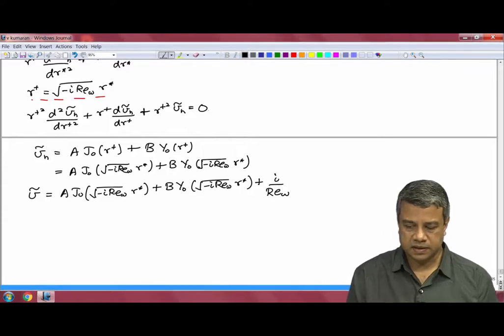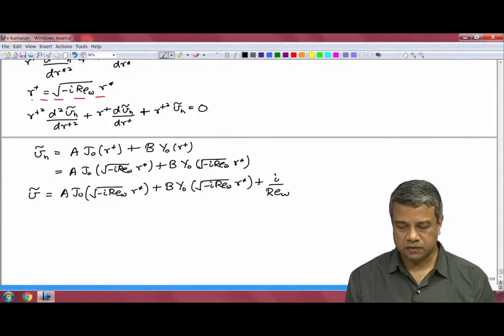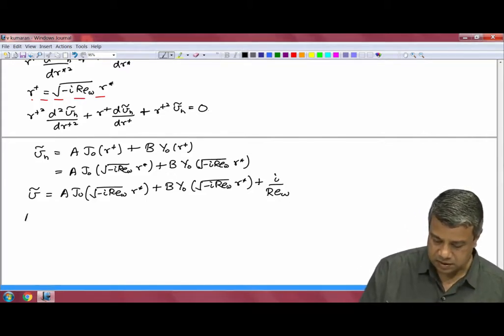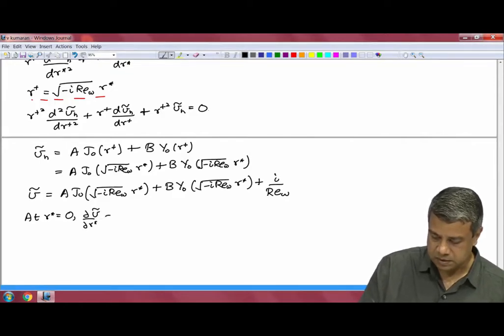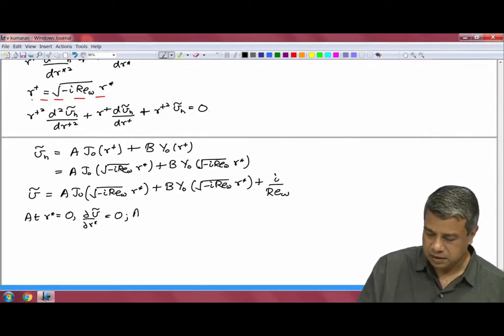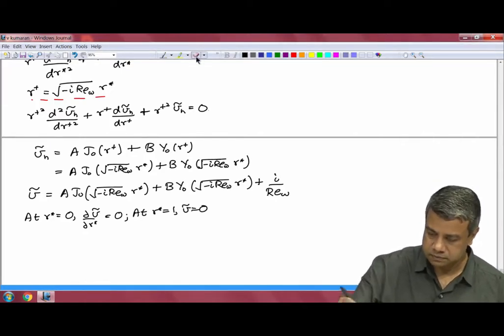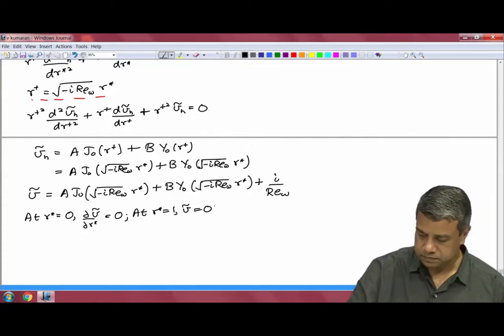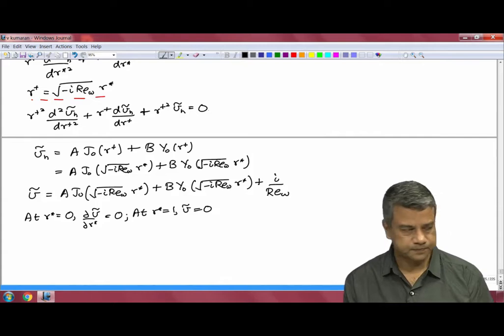And now once I have this, then I can use the boundary conditions to determine the coefficients A naught and B naught. Okay. The boundary conditions are at R star is equal to 0, partial V by partial R star is equal to 0, and at R star is equal to 1, V is equal to 0. Okay, so those are the boundary conditions.